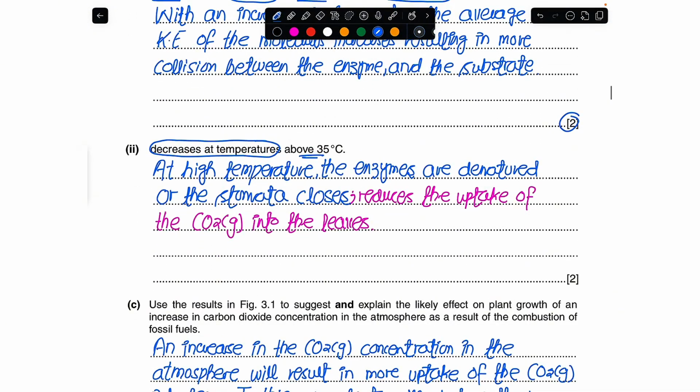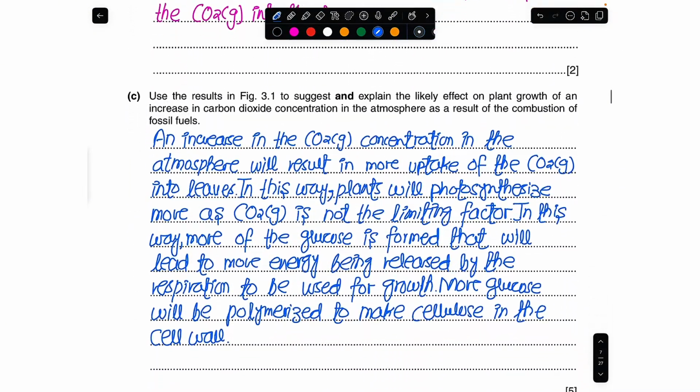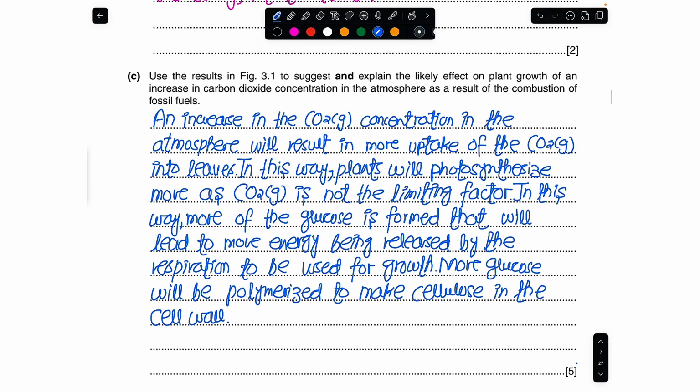Moving onward to this C part that they have given in the exam, and this came for a total of 5 marks. They are saying that you are required to use the results in figure 3.1, and then we need to suggest and explain the likely effect on plant growth of an increase in the carbon dioxide gas concentration in the atmosphere as a result of the combustion of fossil fuels.